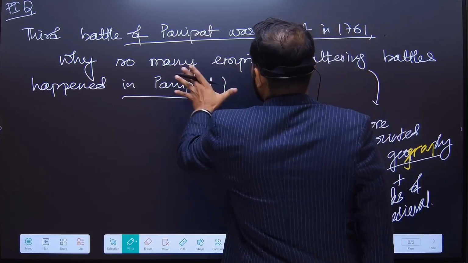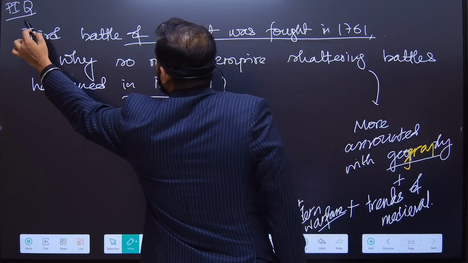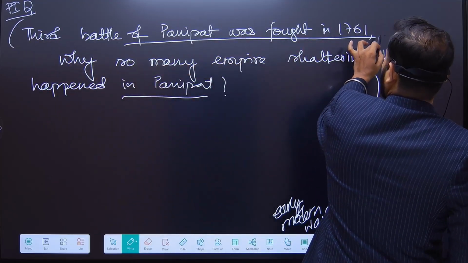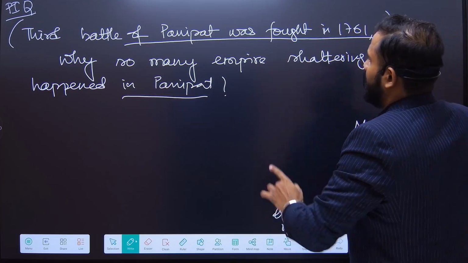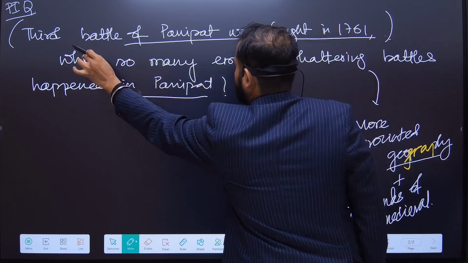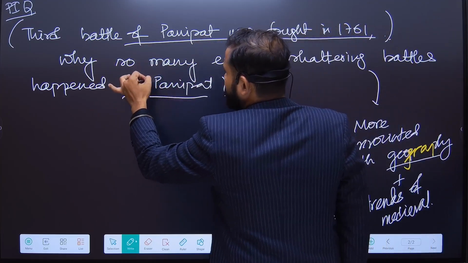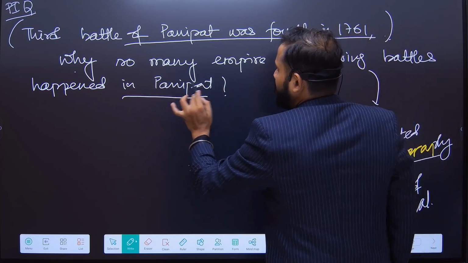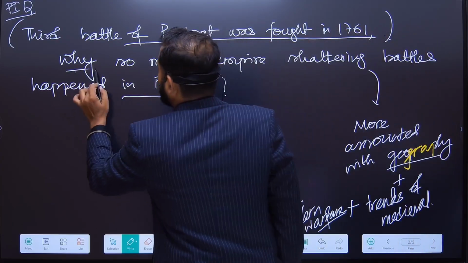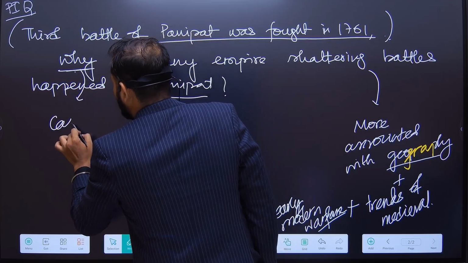What is the thesis statement here in this question? The third battle of Panipat was fought in 1761. And then it is asking, this is the thesis statement, you have to react with these. Why so many empire shattering battles happened in Panipat? That means it is precisely targeting causality.